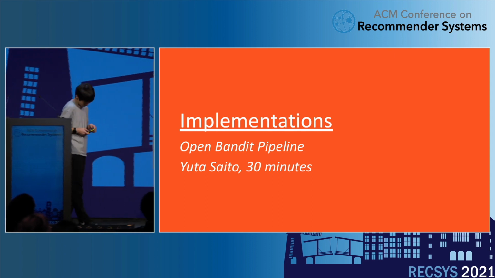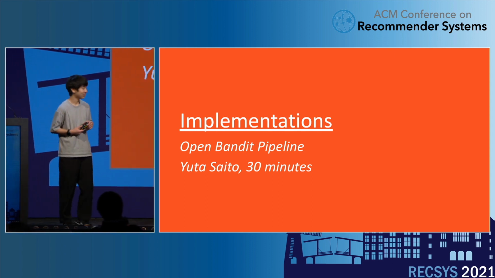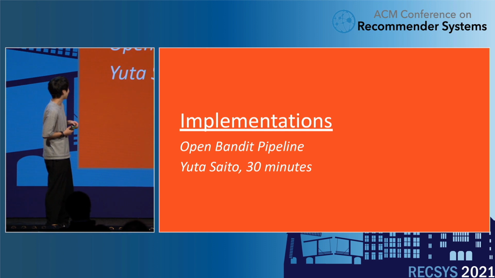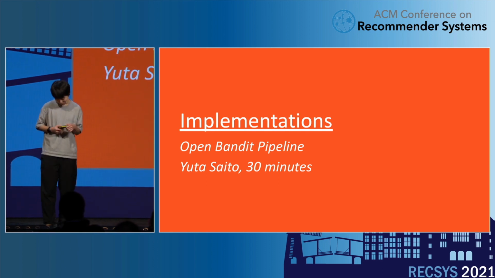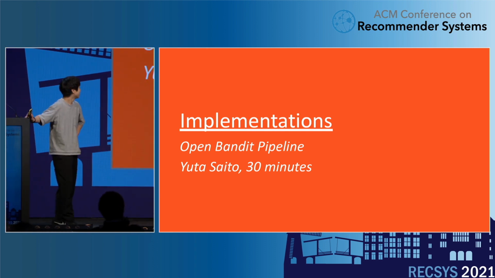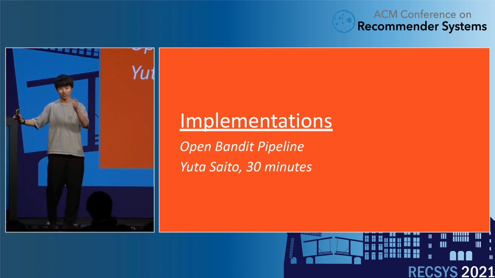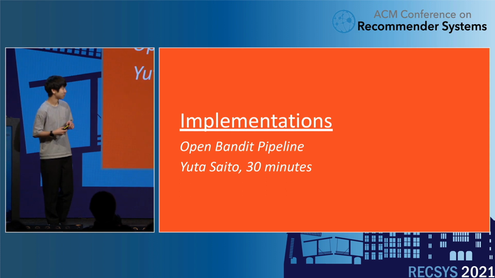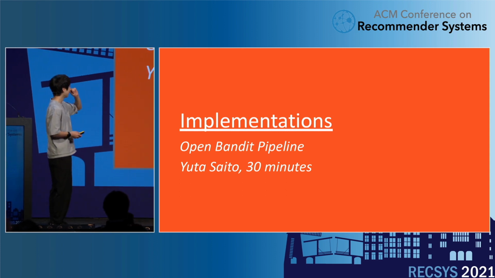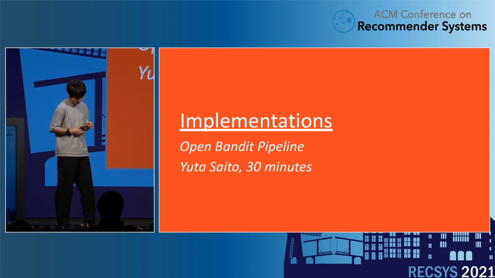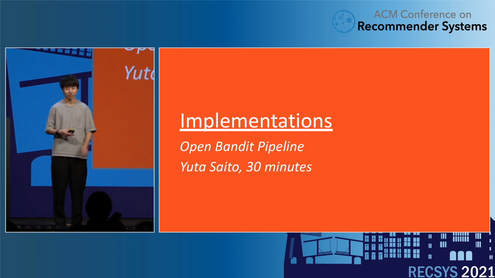So this is going to be the very end, the final topic of the main tutorial. So let's talk about how to implement. We've done lots of stuff, the policy learning, policy evaluations, and lots of estimators. So let's now implement it in our research papers or in practice, of course.